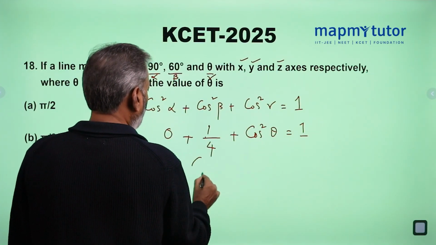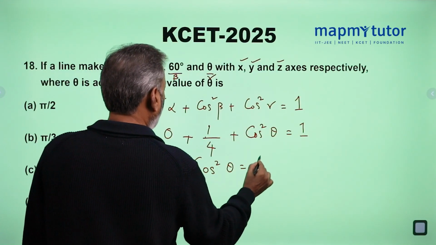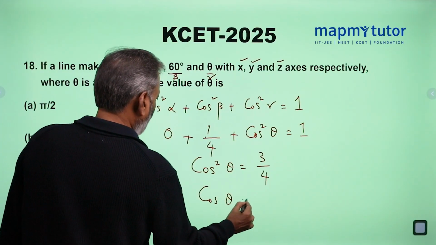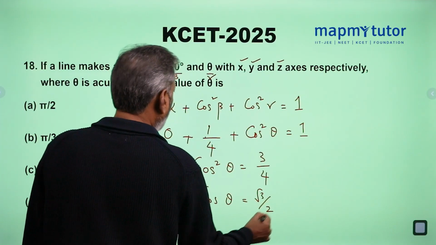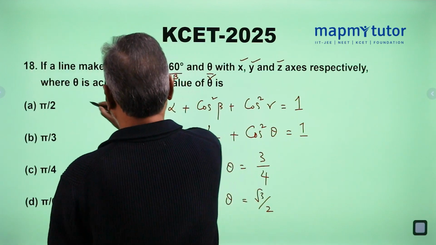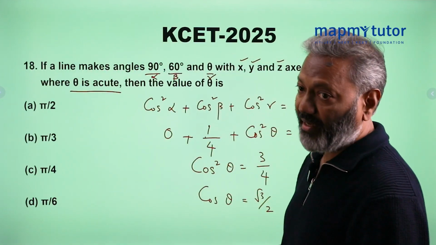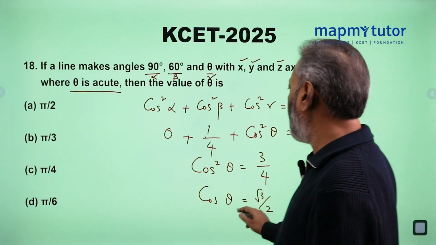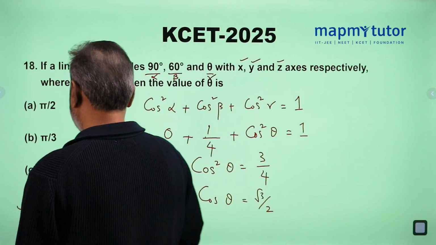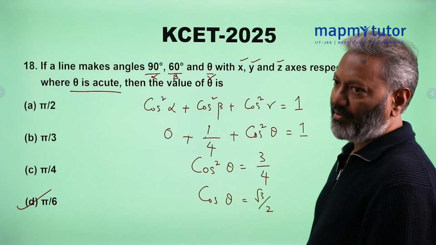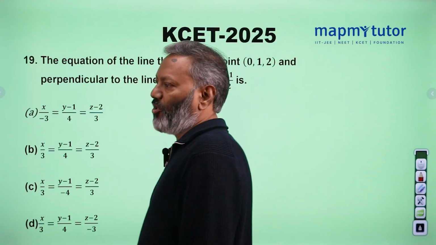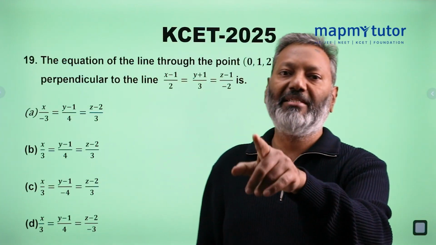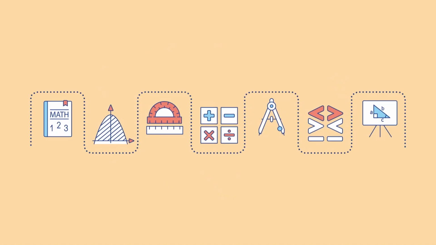If I send 1 by 4 to that side, cos square theta will be 1 minus 1 by 4, which is 3 by 4. And what is cos theta? Root 3 by 2. And theta is acute, already mentioned. That's why I'm not taking minus, because theta is acute, cos theta is positive. So, cos theta is root 3 by 2. What can be theta? Pi by 6, whereas cos 30 is root 3 by 2. Cos square alpha plus cos square beta plus cos square gamma equals 1. Usually, they are also denoted by l, m, n: l square plus m square plus n square equals 1. Easy to remember, okay?